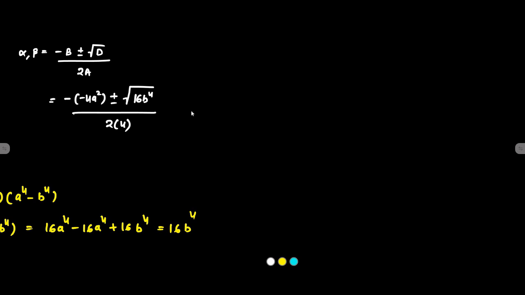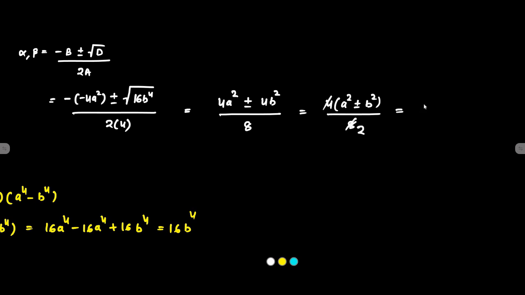It is equal to 4a square, minus minus is plus, so 4a square plus minus 4b square by 8. So taking 4 common, it is 4, a square plus minus b square by 8. So it is equal to, cancelling for 2, a square plus minus b square by 2. So the two roots of the quadratic equation, they are a square plus b square by 2 or a square minus b square by 2.